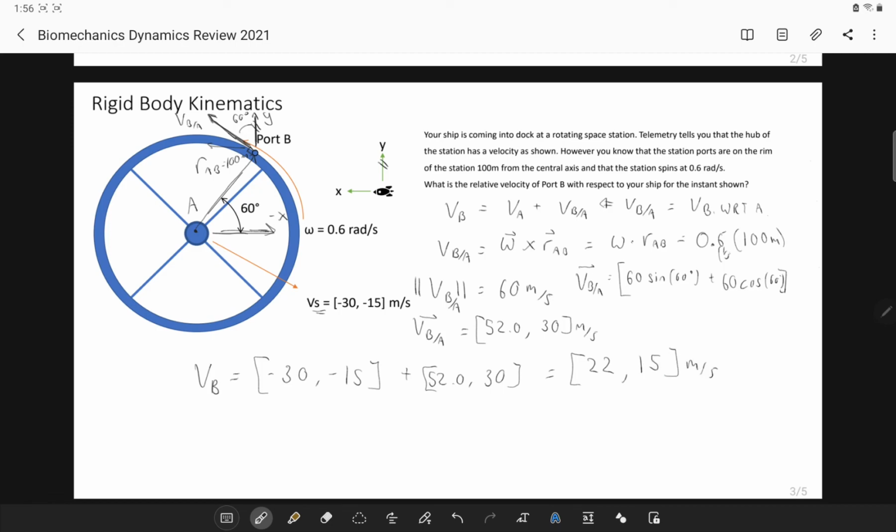Which is interesting, because even though our spaceship is approaching the station, it's actually getting further away from the port. And this would get further complicated by the fact that as the ports move, their velocity relative to the spaceship would change. That's why docking is always difficult. I hope that makes sense, and let me know if you have any questions.